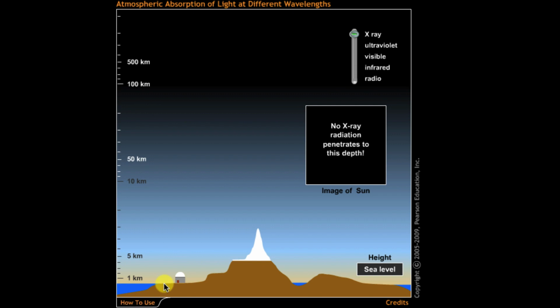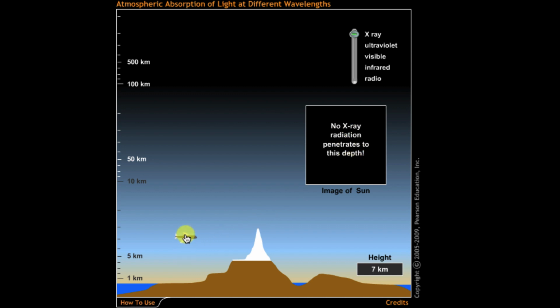What you do with this is you take your observatory and you can move it up in altitude. And so right now it says we're looking at X-rays. We're asking about X-rays, and it says no X-ray radiation penetrates to this depth, so to the ground. If you move your telescope up a little bit, now you can be in an airplane. It still says no X-rays penetrate to this depth.